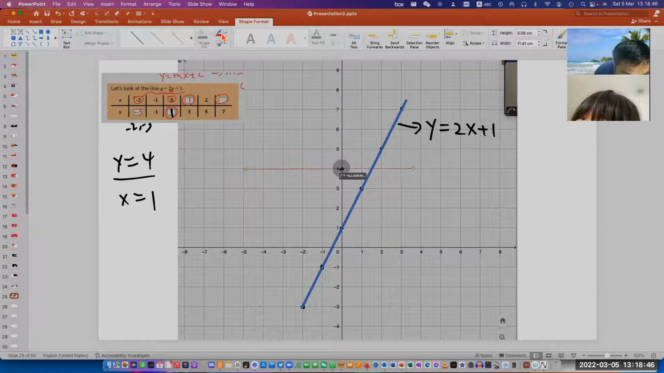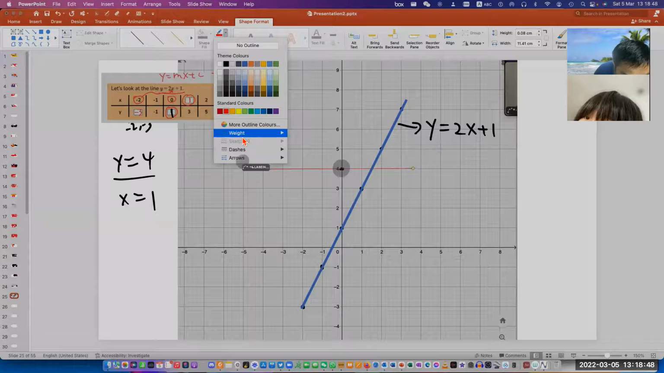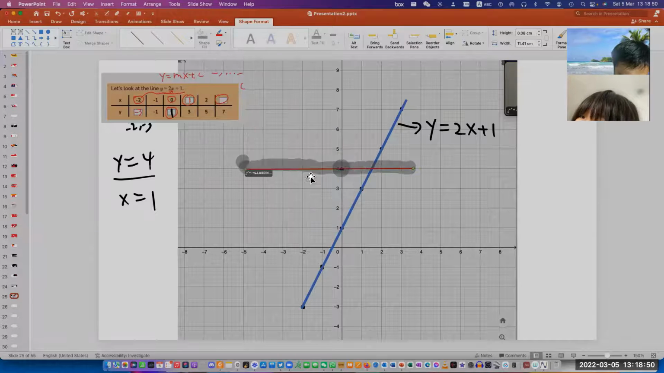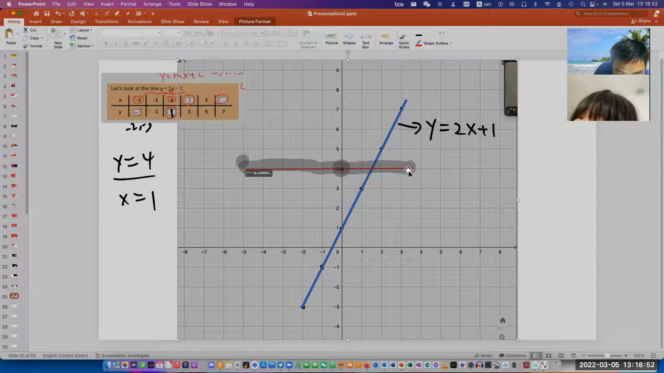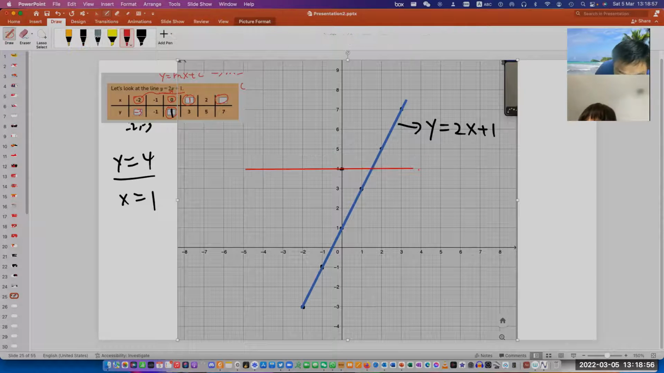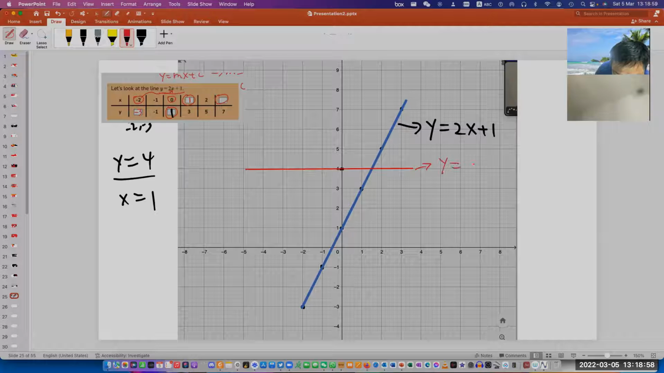So let me make it another color and then change the size. Okay, so every line you draw you must label, meaning give it a name. This is your y equals to 4. Whereas x equals to 1 is here. By the way, this is your x-axis, this is your y-axis. So x equals to 1 is here, this point.